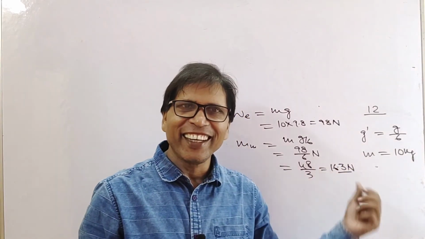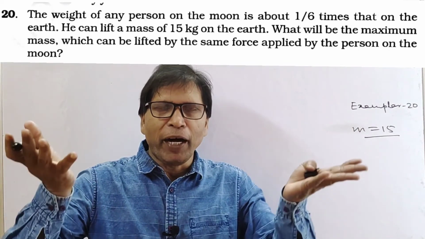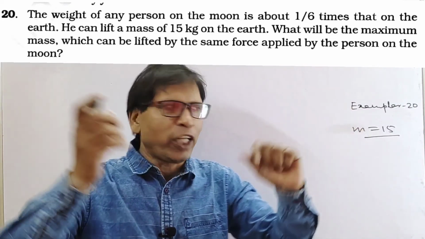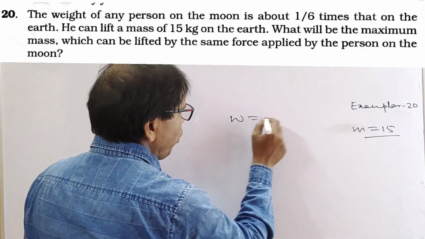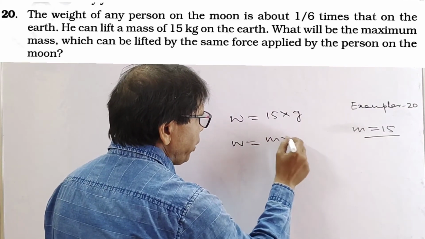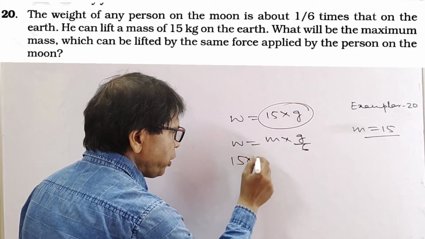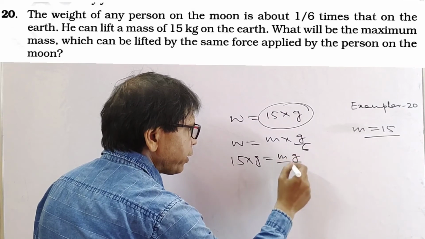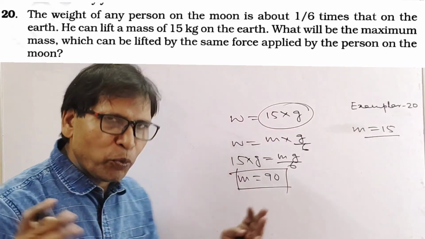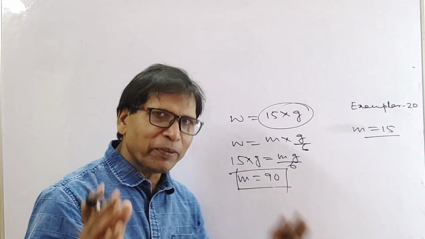Okay, understood? Next, look at this. A person lifts a 15 kg mass on the earth's surface. What amount of mass can he lift on the moon's surface? Look at this. The weight lifted on the earth's surface is 15 into g. So the weight lifted is W equal to m into g by 6. Now W equals 15g, so 15g equals m into g by 6. Therefore m equals 90. So on the moon's surface he lifts the weight equivalent to a mass of 90 kg.